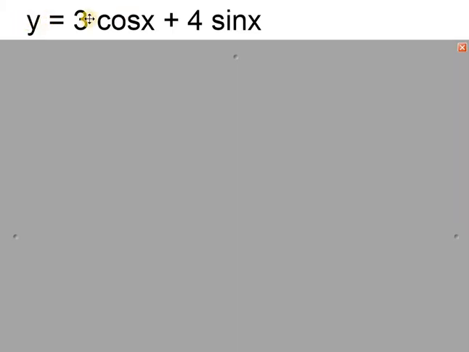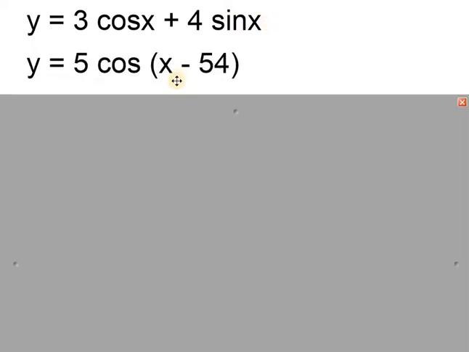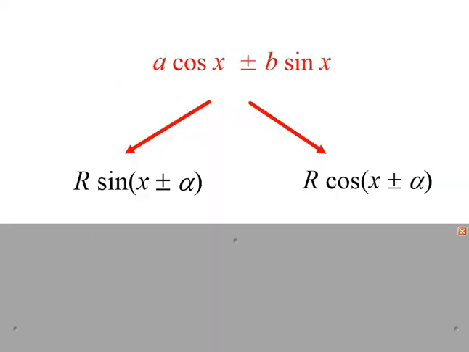So instead of sketching this equation, it's far easier to work with this. This is just in terms of cosine. A single trig function makes the whole job a lot easier. Here we've got two different trig functions, a mixture of cosine and sine. Here we only have cosine, a lot easier to work with.